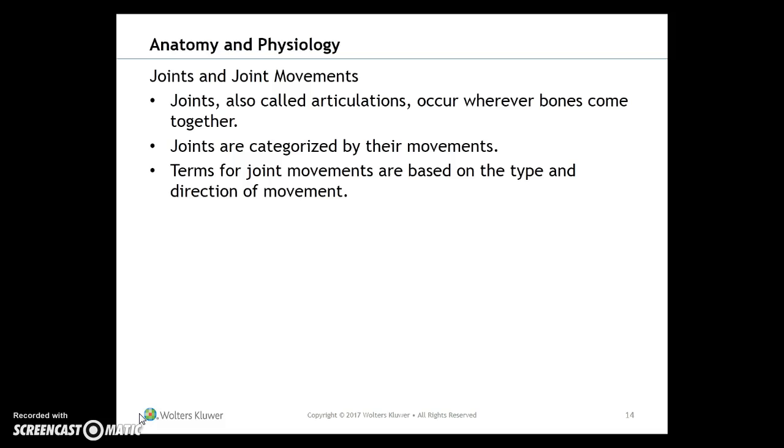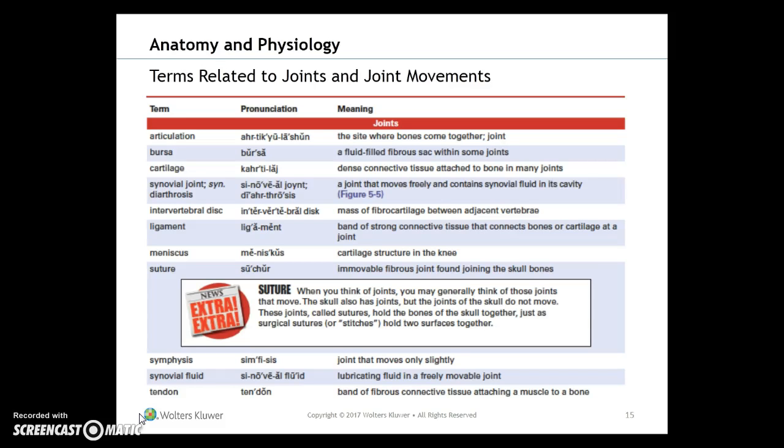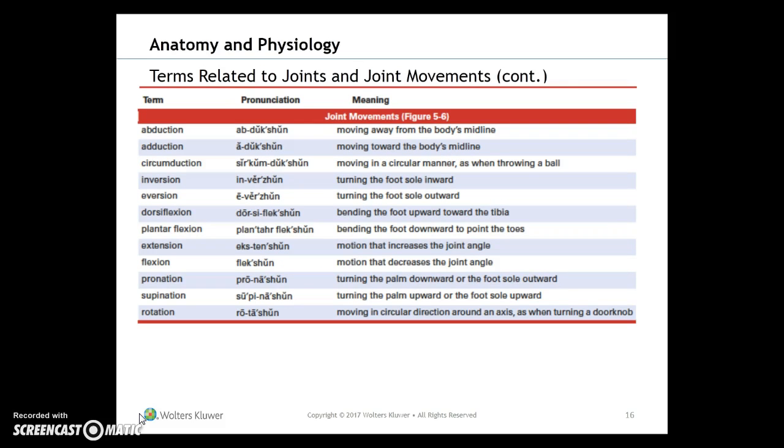The chapter then moves on to joints and joint movements, and joints are also called articulations, and they occur wherever bones come together. And joints are categorized by their movements, and the terms for the joint movements are based on the type and the direction of the movements. So again, you want to be sure to look through the terms related to the joints and joint movements and speak to those. Practice saying the medical term, practice spelling them. Lots of resources in the Stedmans and Prep to help you with that.